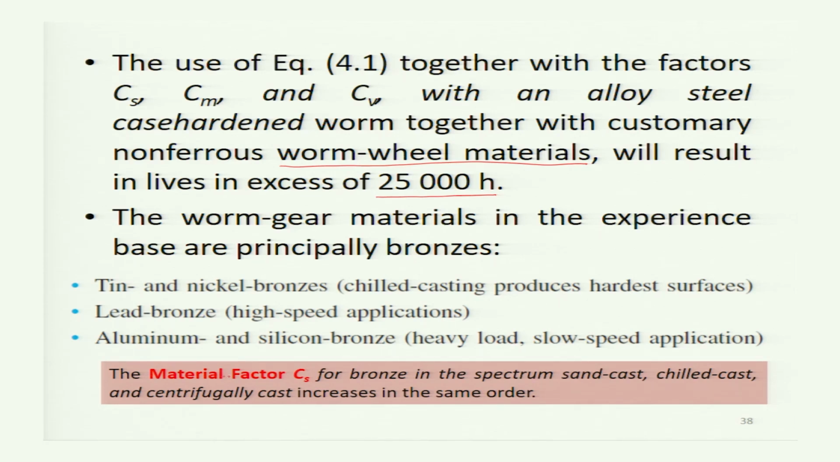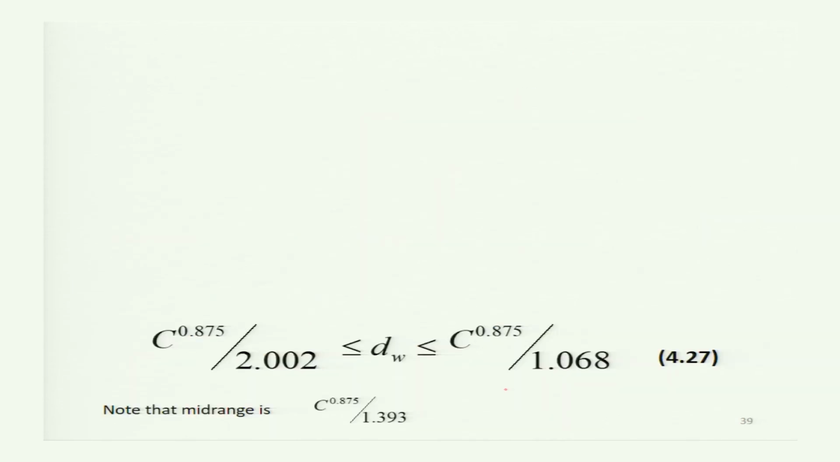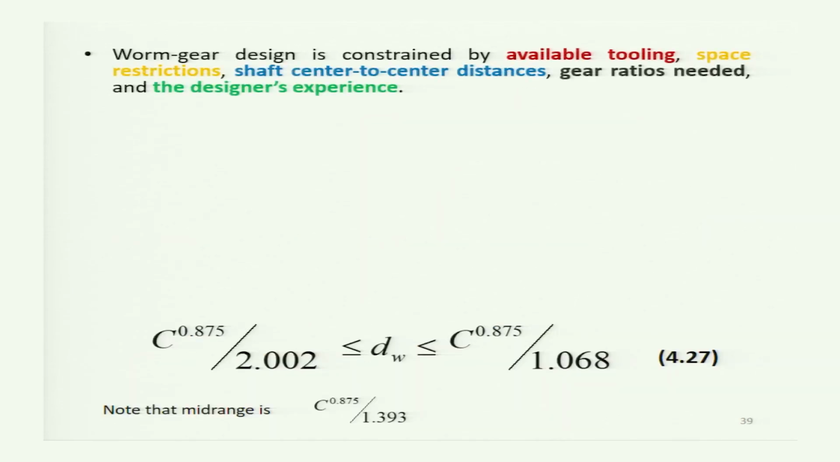applications. The material factor CS for bronze in the spectrum sand cast, chilled cast and centrifugally cast increases in the same order. Now, worm gear design is constrained by available tooling, space restrictions, shaft center to center distances, gear ratios needed and the designer's experience.